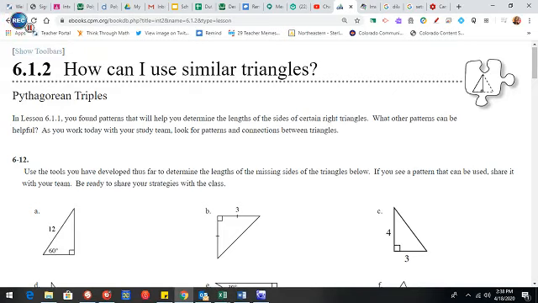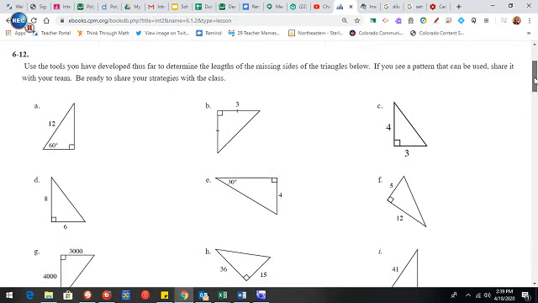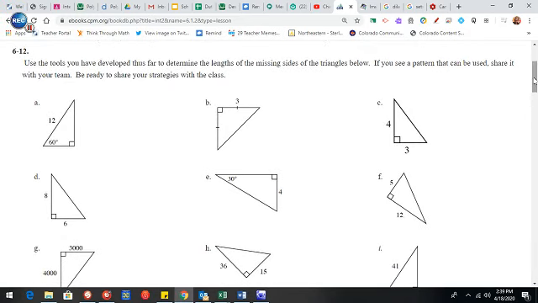Okay, so I did not feel good about skipping this, and we kind of skipped over this that very first week. And this is something that could benefit you. Pythagorean triples are just ways to know the missing side in a right triangle if you recognize certain patterns. It says use the tools that you've developed thus far to determine the lengths of the missing sides of the triangles below. If you see a pattern that can be used, share it with your team.